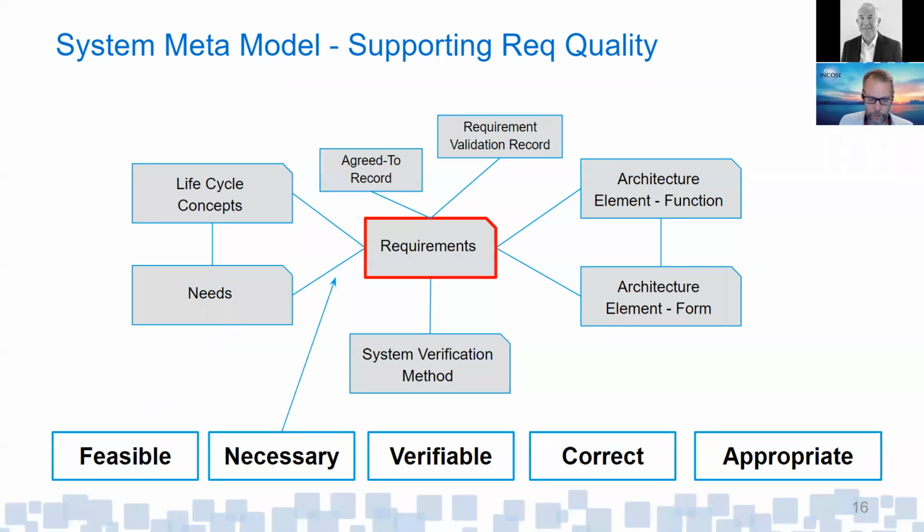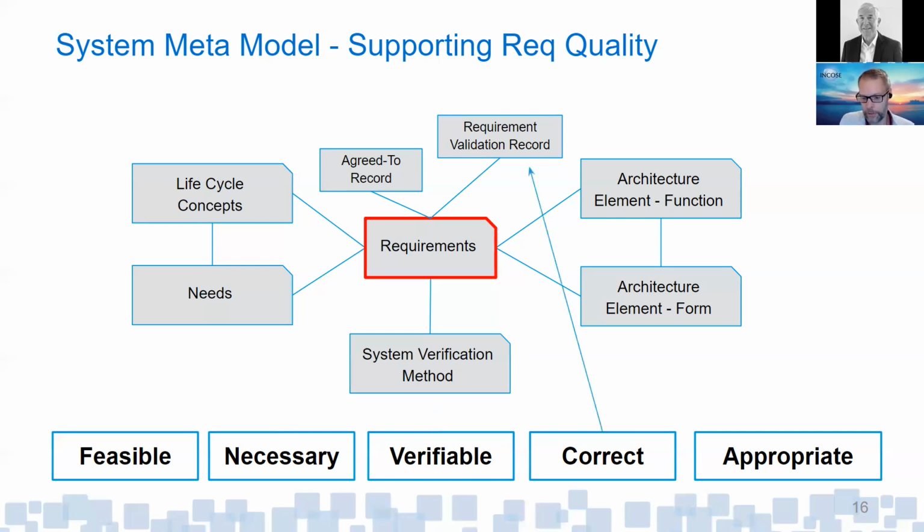Yeah, we can look for upcoming links to needs and lifecycle concepts. Are we at least able to indicate someone who wants this requirement? Then at least a good chance that it's a little bit necessary. What about verifiable? Yeah, a connection to a system verification method will actually give us some indication that not only someone can read it and understand it and develop a verification method, but it seems to be feasible as well to execute it.